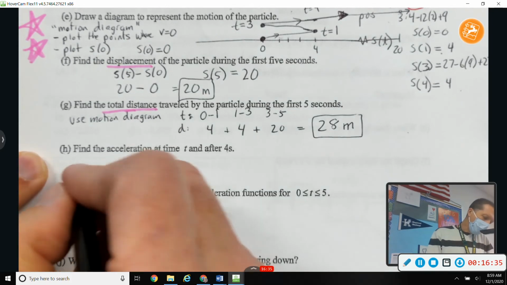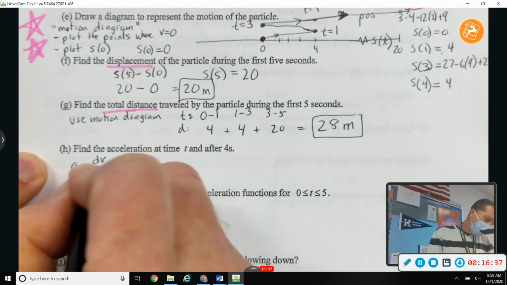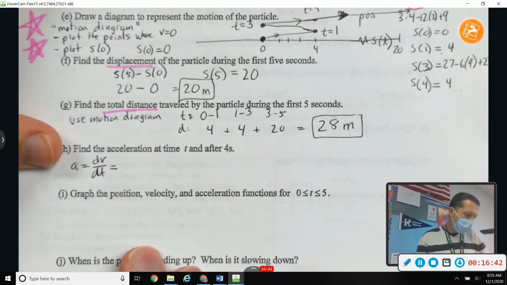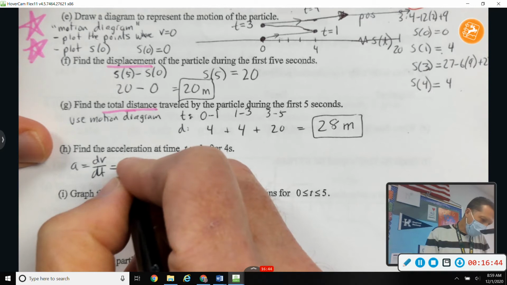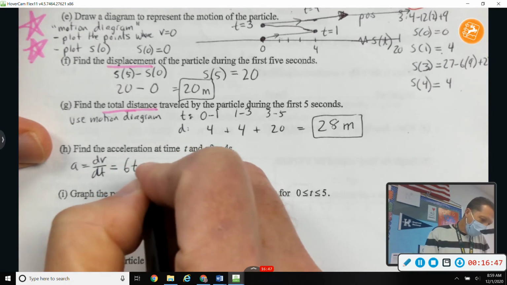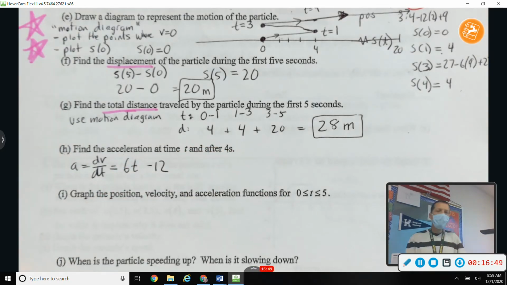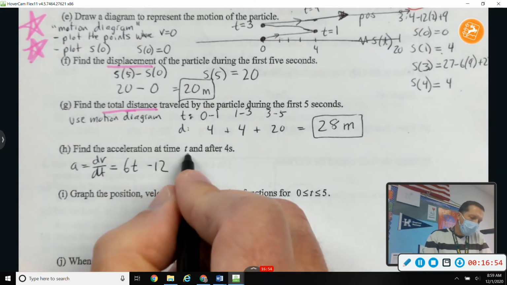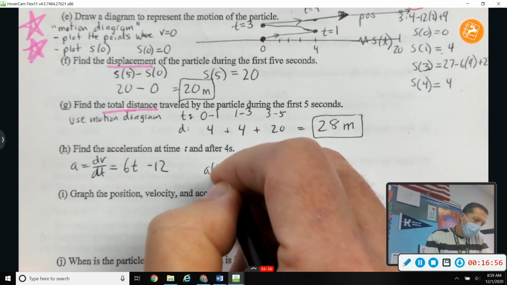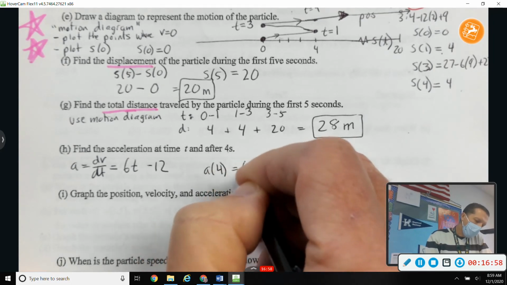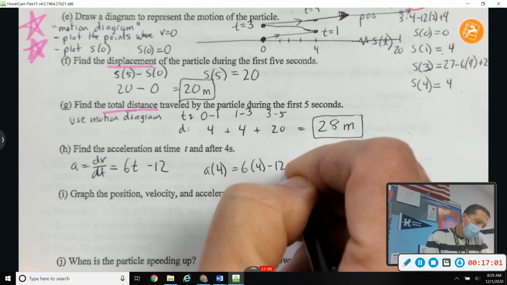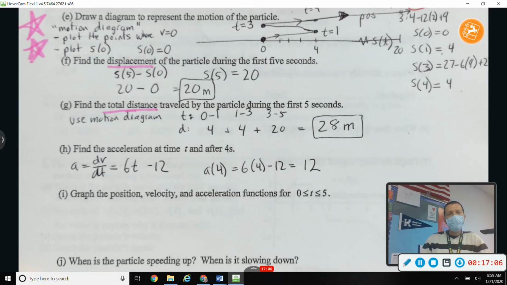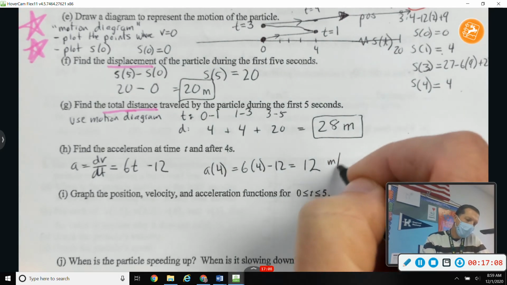H, find the acceleration. So that's the derivative of velocity. So I got to go grab the velocity equation, take its derivative, 6t minus 12. That would be the acceleration at time t. The acceleration at 4 seconds: 24 minus 12 is 12. Oh, let's be careful about units here. Acceleration is meters per second squared.